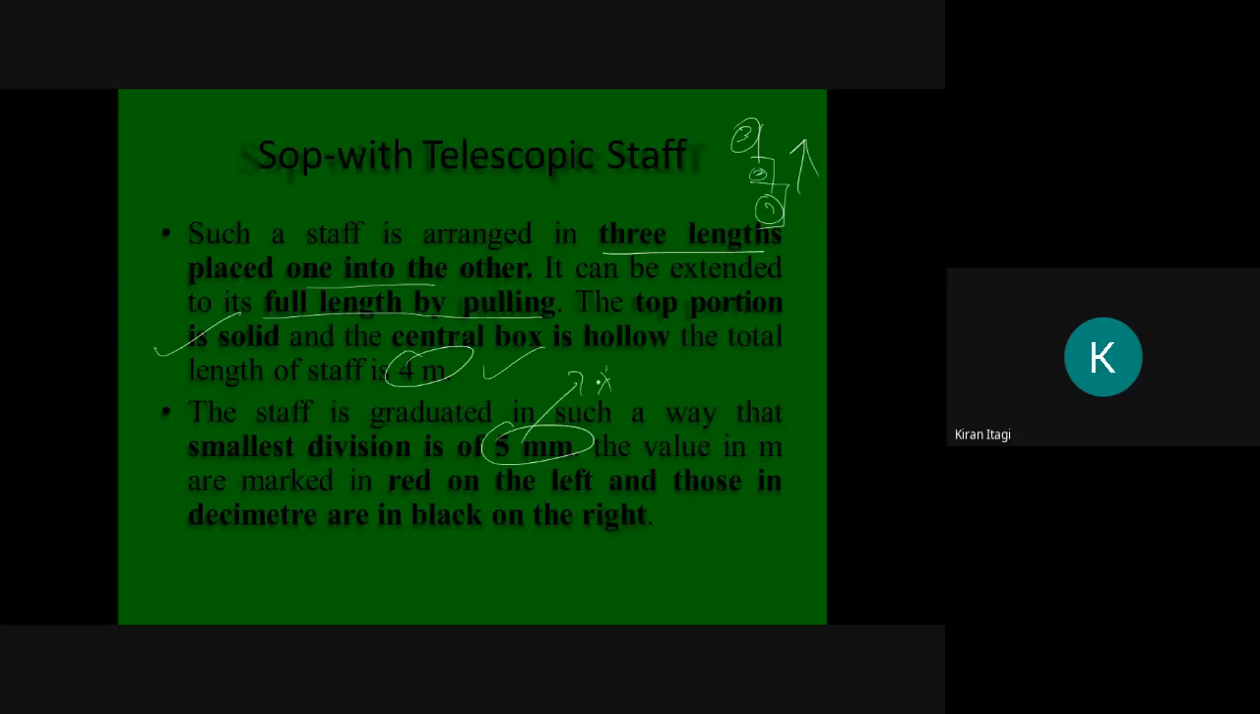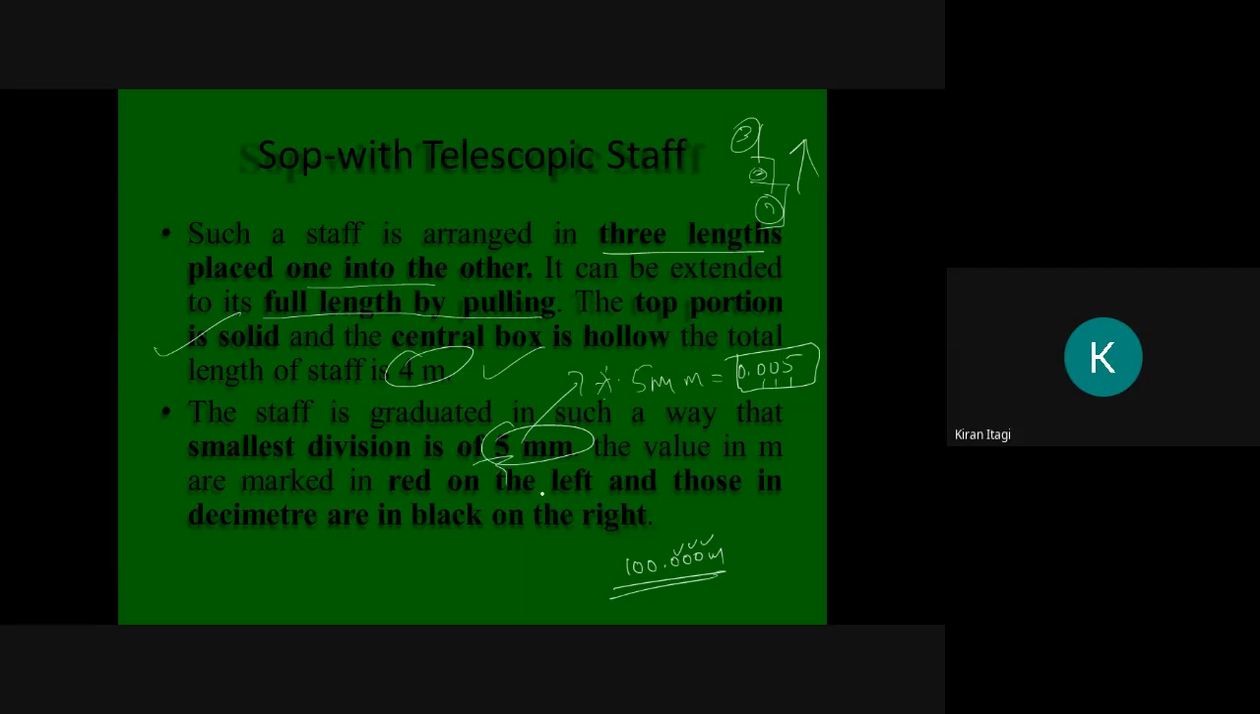Important one: what is the least count of your staff? It is 5 mm or 0.005. The reading will be taken up to 3 decimal places. Just remember, whenever I am writing the numbers, you can observe I have written 0.000. The reading will be taken up to 3 decimal points. The least count is how much?